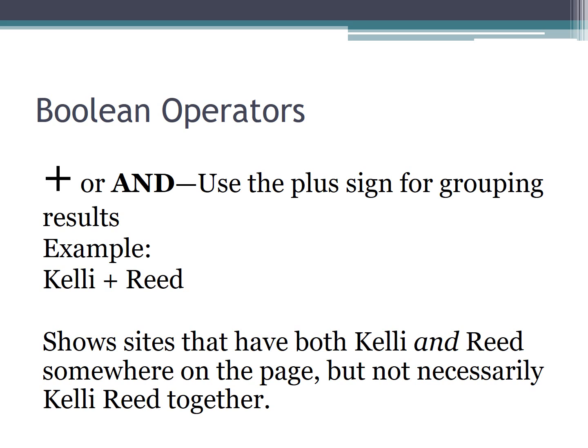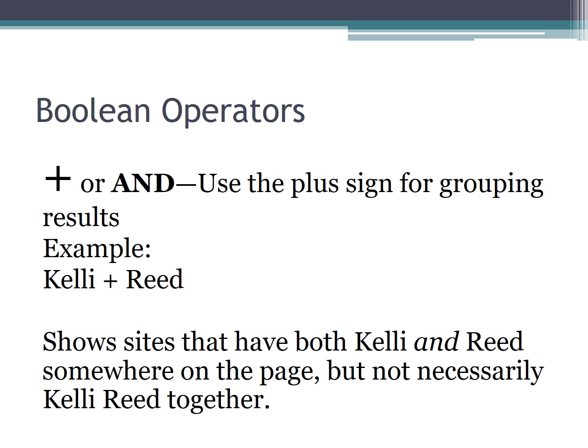Boolean operators are the method by which you can refine your search and get better search results. Most Boolean operators are either a single symbol or a single word that gives you a more defined result. So for example, the plus sign or the and groups your results together.